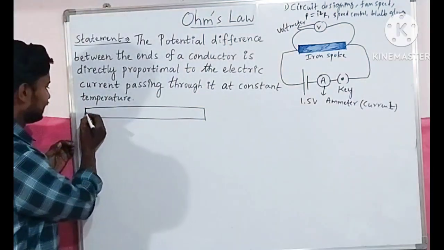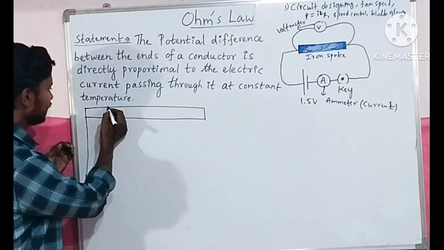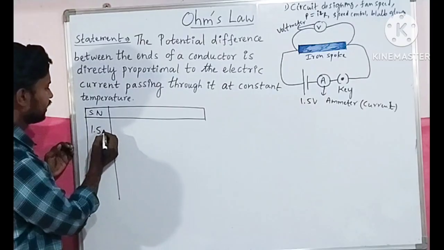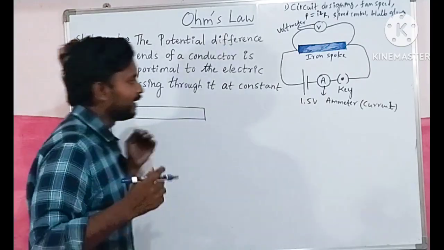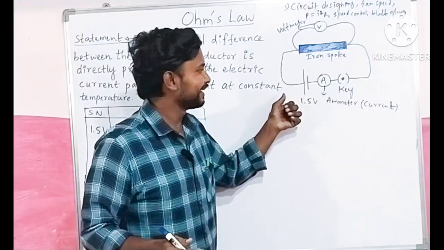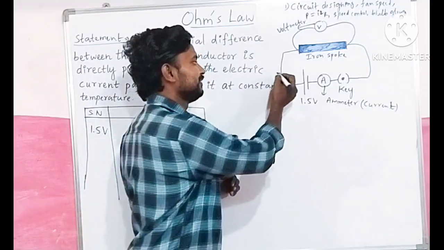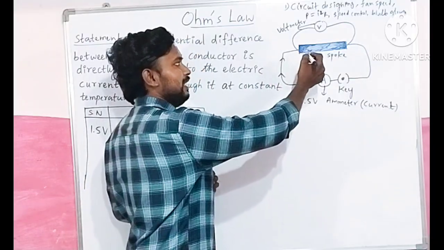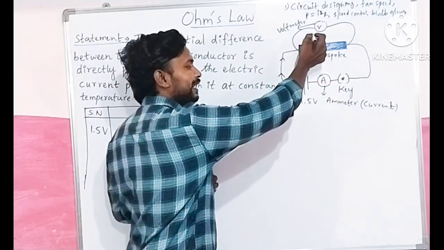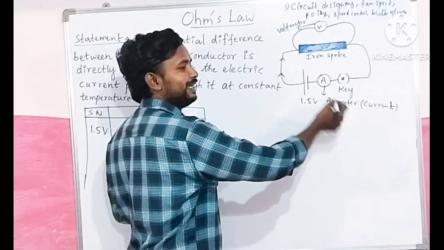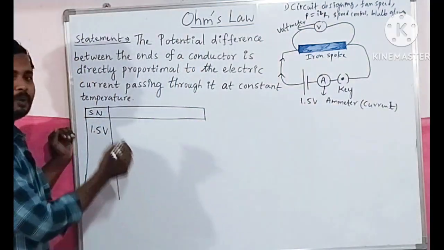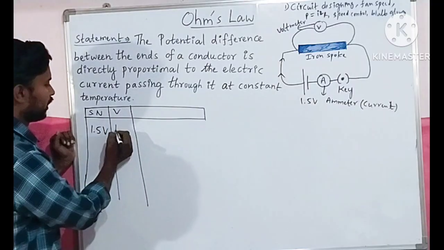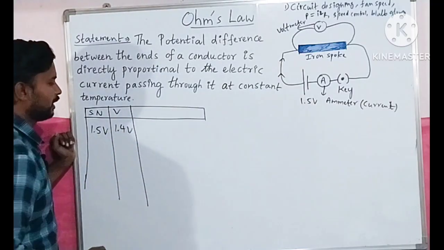To understand Ohm's law, there is an activity. First, I arranged a battery of 1.5 volt. When we keep the 1.5 volt here, the current flows in this direction. We have to measure the voltmeter reading as well as the ammeter reading in the circuit. With 1.5 volt, the voltmeter shows approximately 1.4.